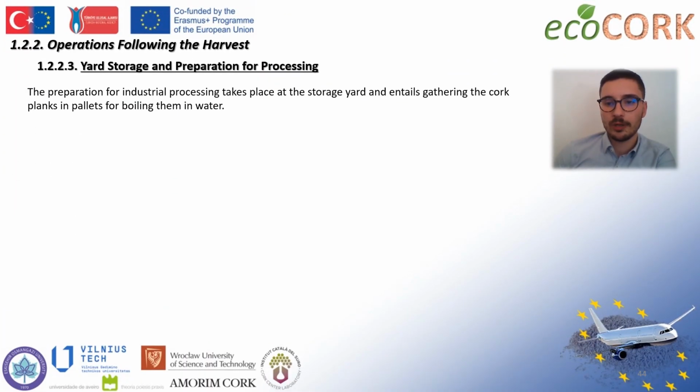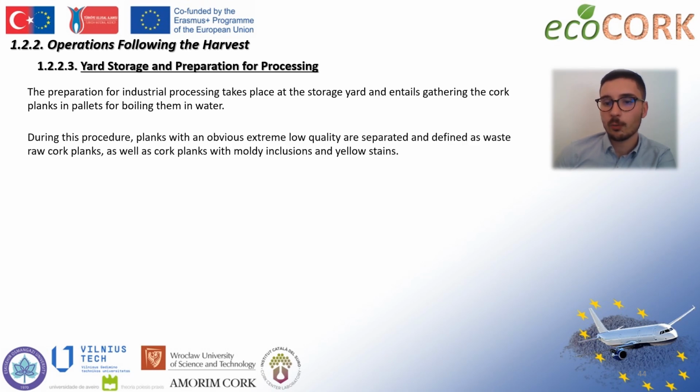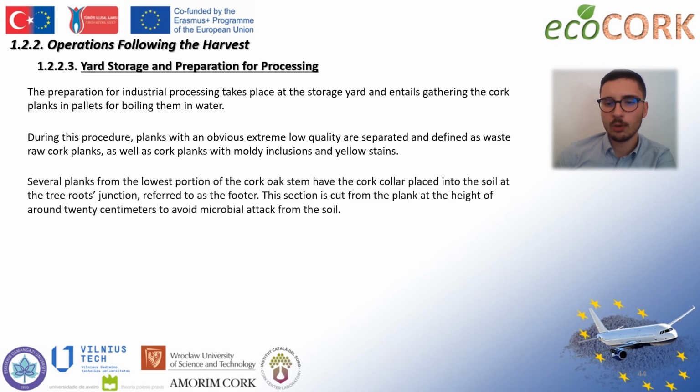In order to get the cork ready for industrial processing, the planks are put on pallets and boiled in water at a storage yard. During this process, waste raw cork planks and cork planks with moldy spots and yellow stains are separated and labeled as being of very low quality.